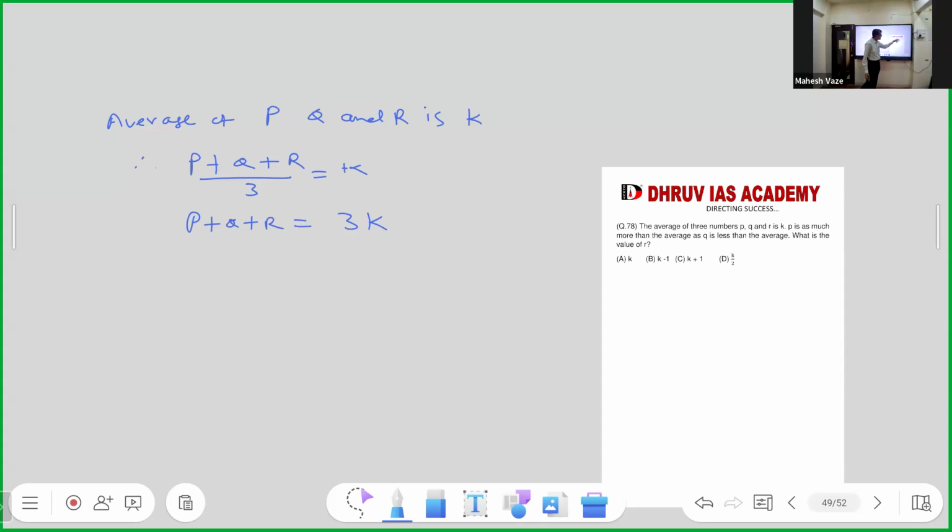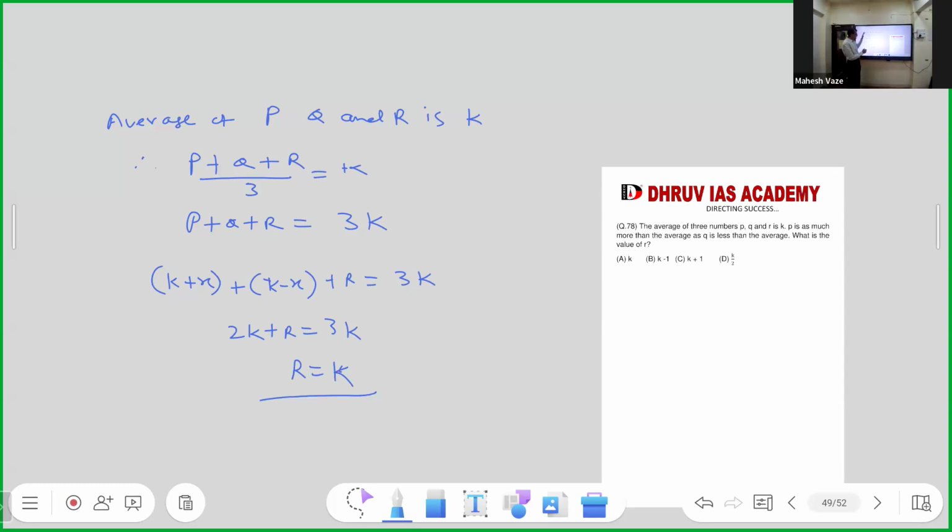Now, P is as much more than the average as Q is less than the average. Suppose P is X more than the average. So Q will be X less than the average. So P is K plus X, and Q is K minus X, plus R is equal to 3K. We have to find the value of R. Here K plus K is 2K, X minus X is 0. So 2K plus R is equal to 3K, and R is equal to K. So it is equal to the average.